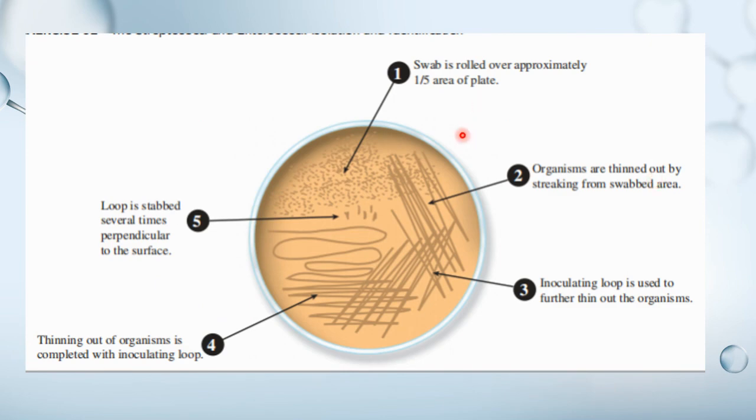So, this is our streaking technique. Firstly, the swab is rolled over approximately one-fifth of the area. The cotton swab is dipped or swabbed directly here. Once that's okay, get your loop and thin it out using a four-quadrant streaking technique. First quadrant, second, third, and then fourth. And then your stab is in the areas without streak. Stab them a few times, again avoiding the area you have already streaked.